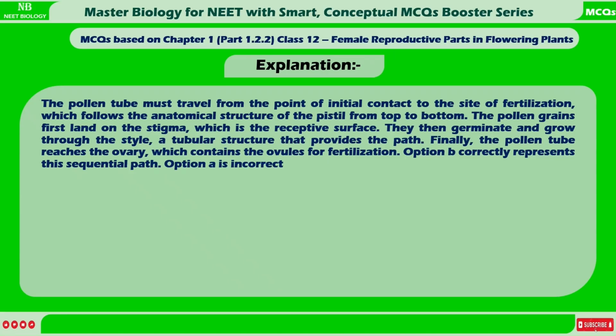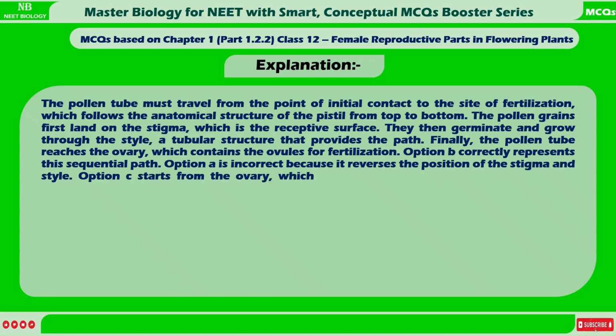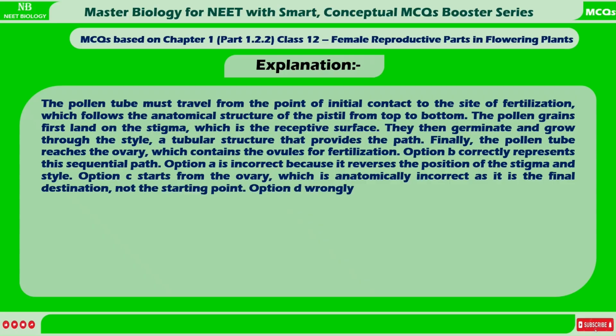Option A is incorrect because it reverses the position of the stigma and style. Option C starts from the ovary, which is anatomically incorrect as it is the final destination, not the starting point. Option D wrongly places the ovary between stigma and style, which defies the natural floral structure.